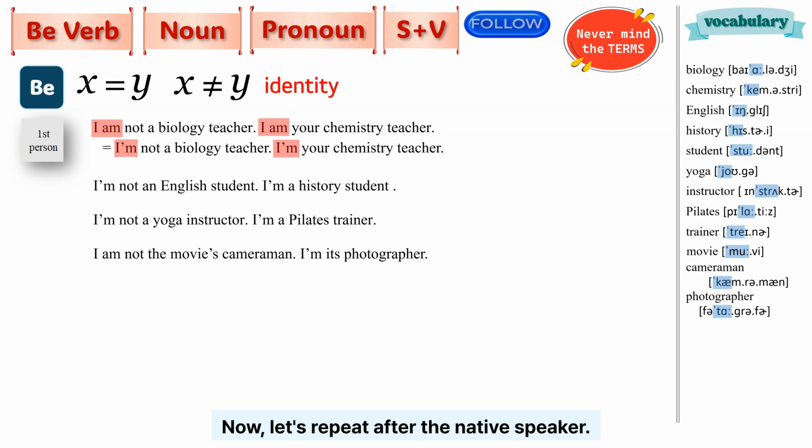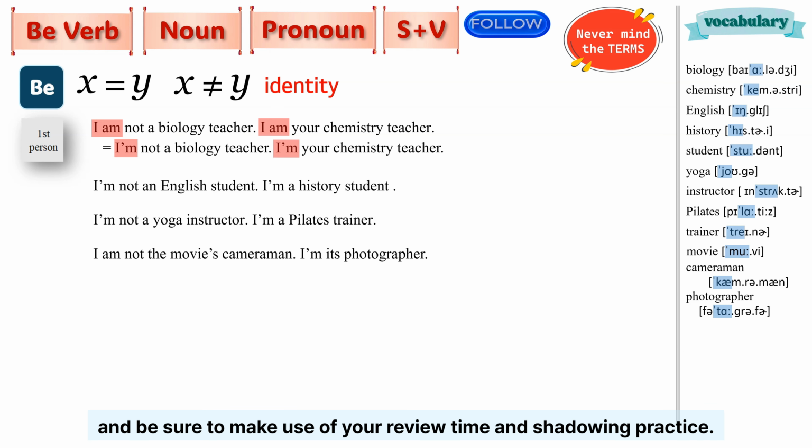Now let's repeat after the native speaker. If it feels too fast, just use the pause button in the middle and be sure to make use of your review time and shadowing practice.